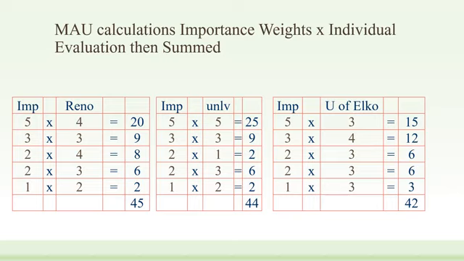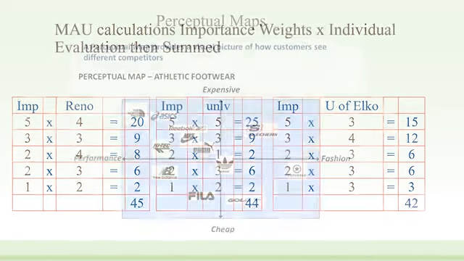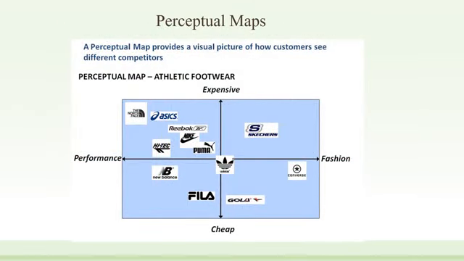So this helps us understand how we stack up against the competition, which of our attributes are we stronger on, quality of education, where are we weaker, career placement, and what would we have to do to move up in terms of positive evaluation of us relative to the competition. Another way to present this information would be to present it in a perceptual map. Here we have an example of athletic footwear and a perceptual map.